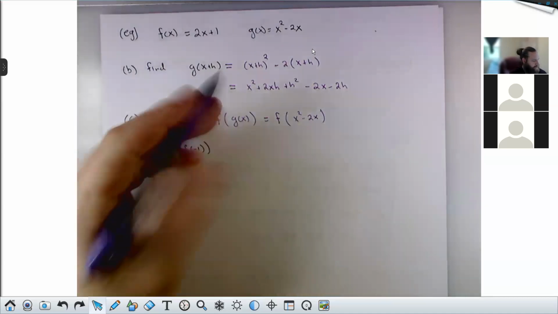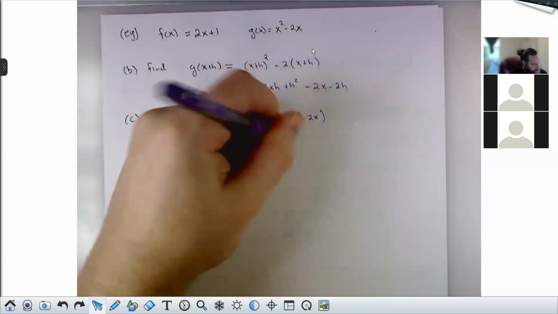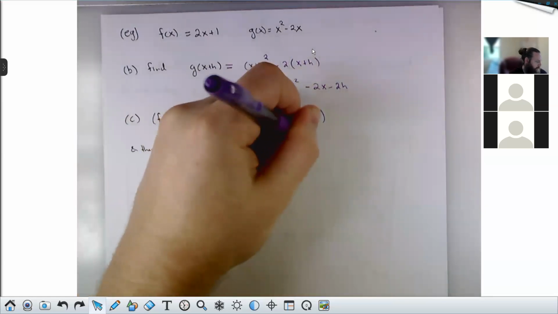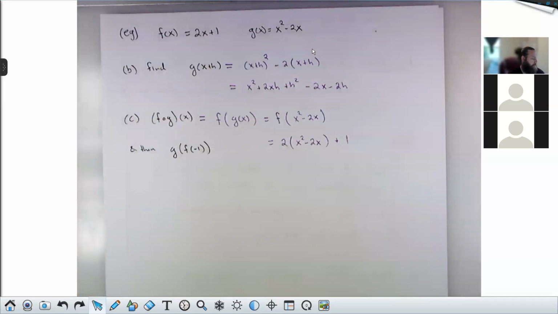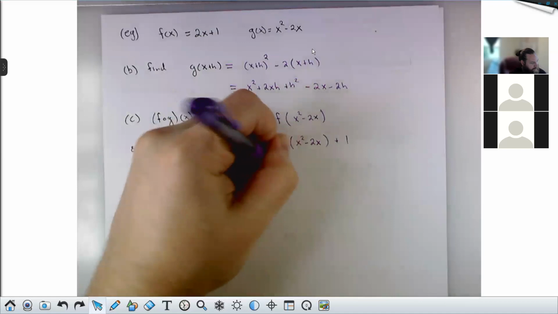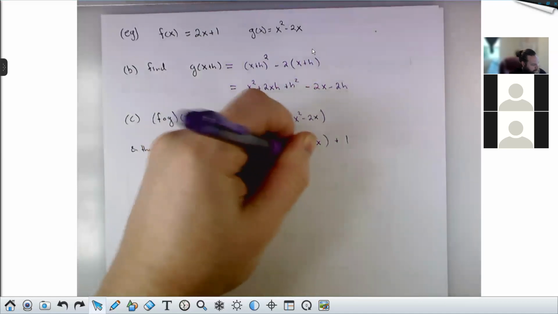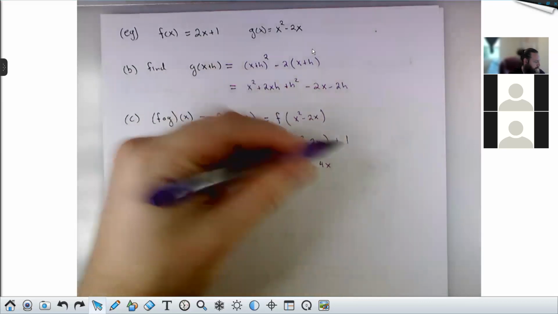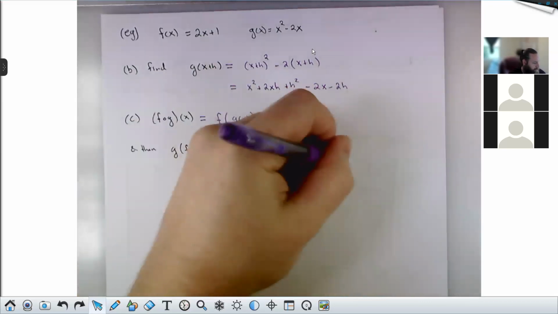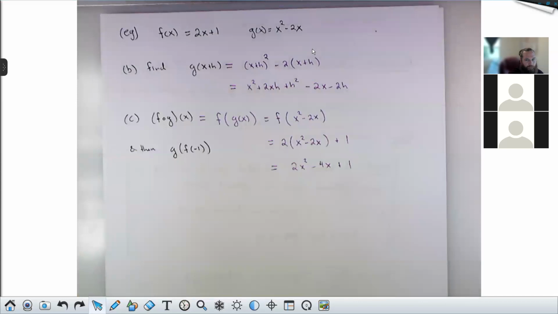F of x squared minus 2x is 2 times x squared minus 2x plus 1. And we can leave it like that. That's fine. If you want to distribute, you can. You get 2x squared minus 4x, and then this 2 is not going to the 1, right? The parentheses end here, so just plus 1. You get this little quadratic.